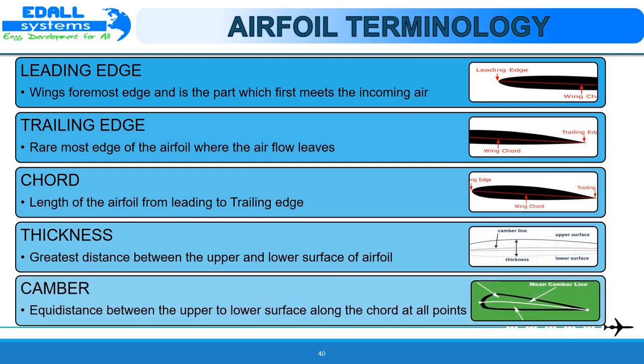Camber is the measure of the symmetry between the upper and the lower surfaces. Camber is generally introduced to an airfoil to increase its maximum lift coefficient, which in turn decreases the stall speed of the aircraft. This camber line is a line drawn equidistant between the upper and the lower surface at all the points along the chord. Highly cambered airfoils produce more lift than less cambered airfoils, and an airfoil that has no camber has symmetrical upper and lower surfaces.